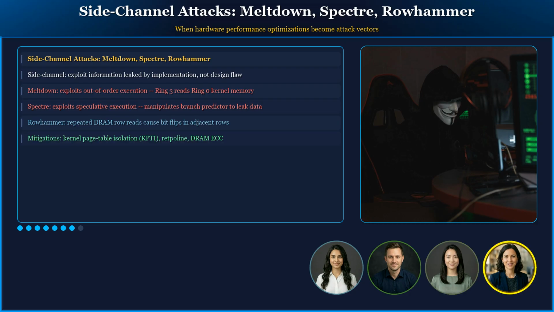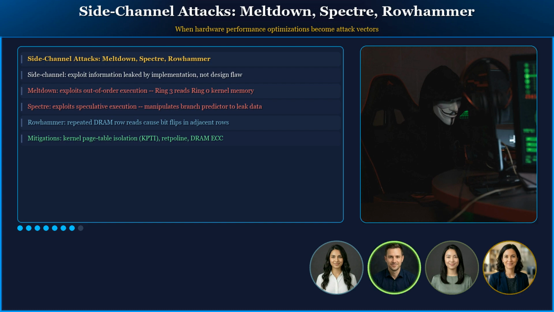The mitigations required for all three were significant. Meltdown required kernel page table isolation, KPTI, which separated kernel and user address spaces at the cost of performance. Spectre required Retpoline compiler changes. Rowhammer mitigation requires ECC memory or targeted DRAM refresh rates.